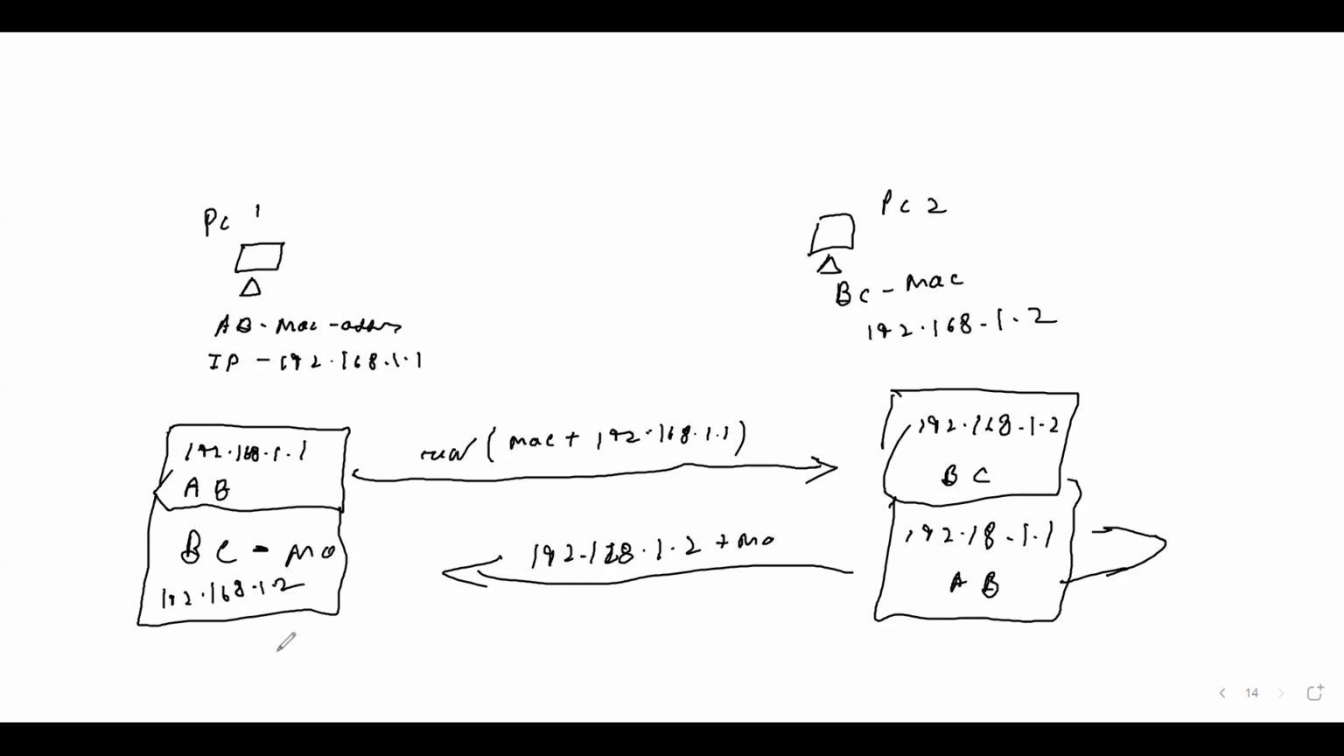Only the missing information they will share with each other. That is ARP, Address Resolution Protocol. That's why I always say it converts MAC to IP, and IP into MAC.